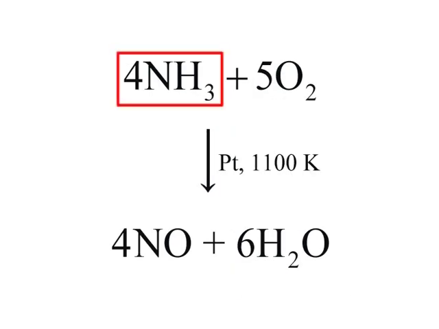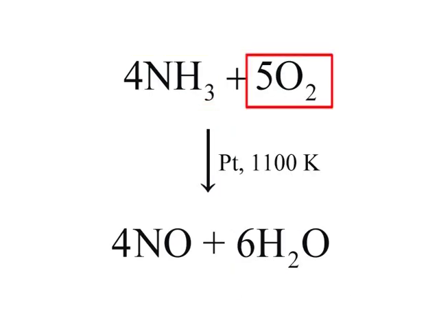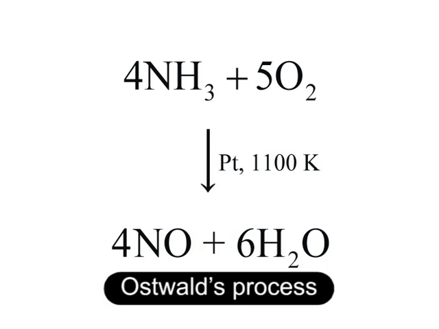When ammonia mixed with excess of air is passed over red-hot platinum gauze at 1100 Kelvin, it is oxidized to nitric oxide. This reaction forms the basis for manufacture of nitric acid by Ostwald's process.